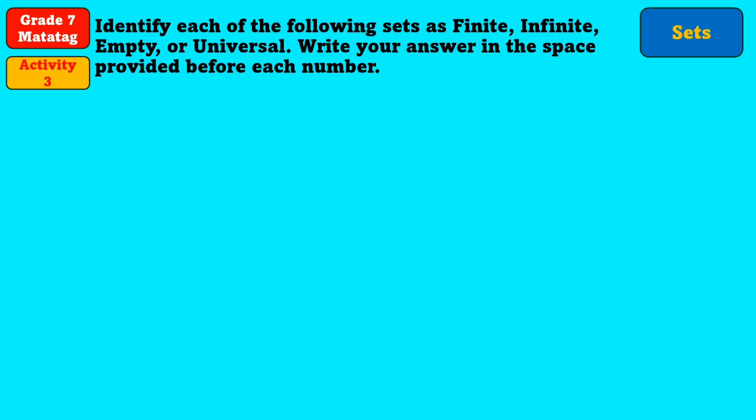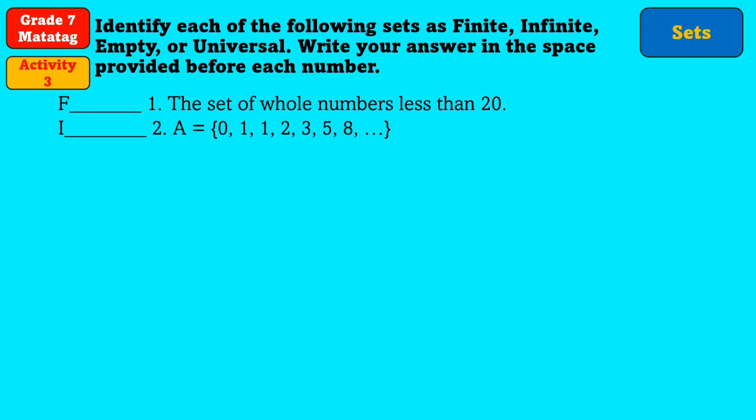Now let's check your answers. Number 1, the set of whole numbers less than 20, that will be finite. So we have 0, 1, 2, 3, 4, 5 until 19. So that's limited. Number 2, it's infinite. So your clue is there is an ellipsis here. Okay, it never ends.